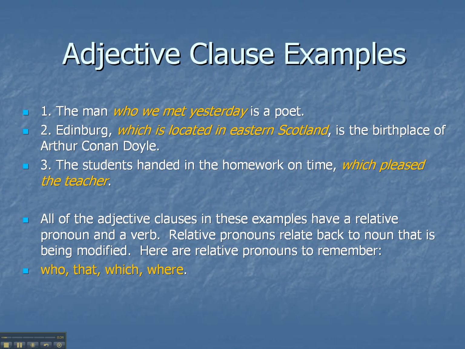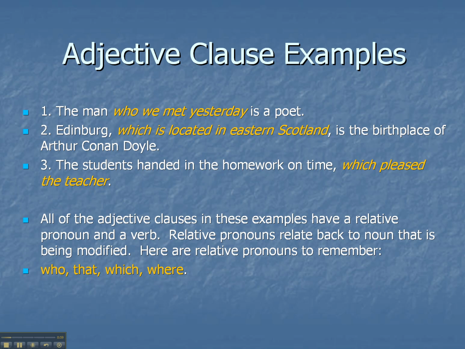Let's look at these three examples first. Number one, we have: the man who we met yesterday is a poet. Number two, we have: Edinburgh, which is located in eastern Scotland, is the birthplace of Arthur Conan Doyle. And at number three, we have: the students handed in the homework on time, which pleased the teacher.